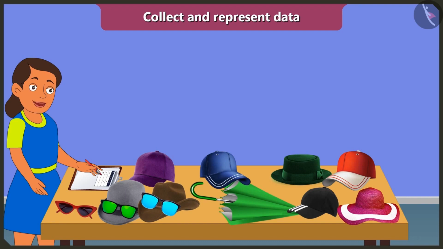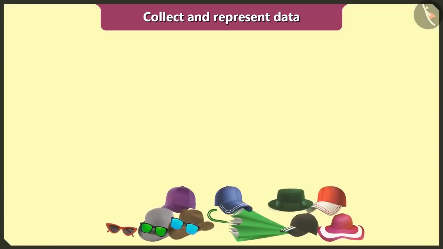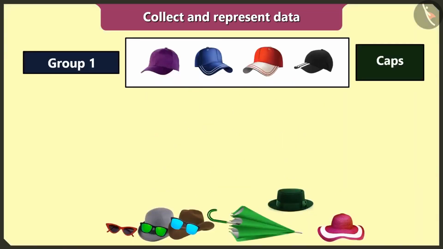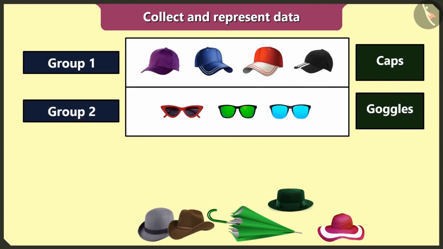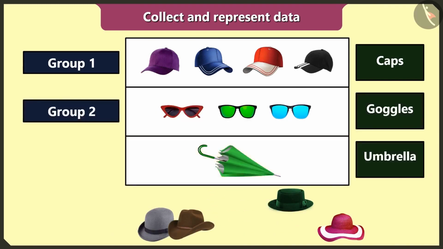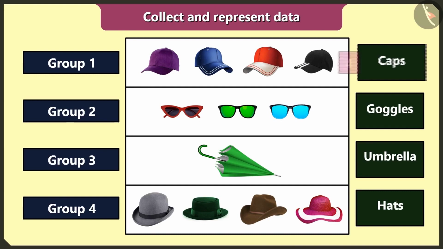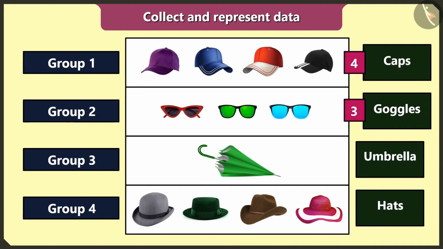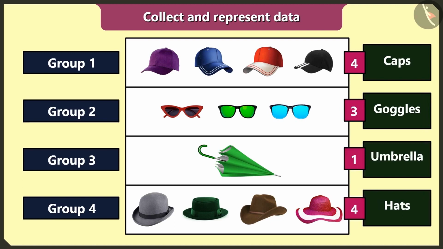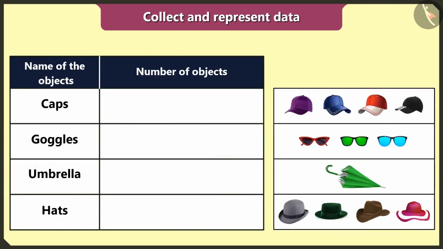So first of all, I will make groups of similar objects. First group of caps, second group of goggles, third group of umbrellas and the fourth group of hats. Now I will count the objects in each group. I have 4 caps, 3 goggles, 1 umbrella and 4 hats. Now I will create a table like this and represent all the data in it.